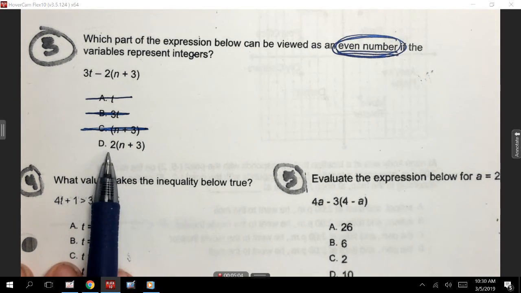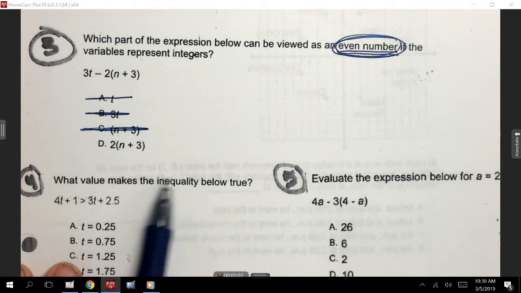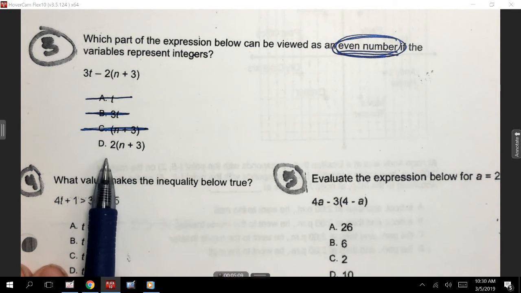Do y'all see where it says 2 times that letter plus something? If I multiply something times 2, is it always going to be even?